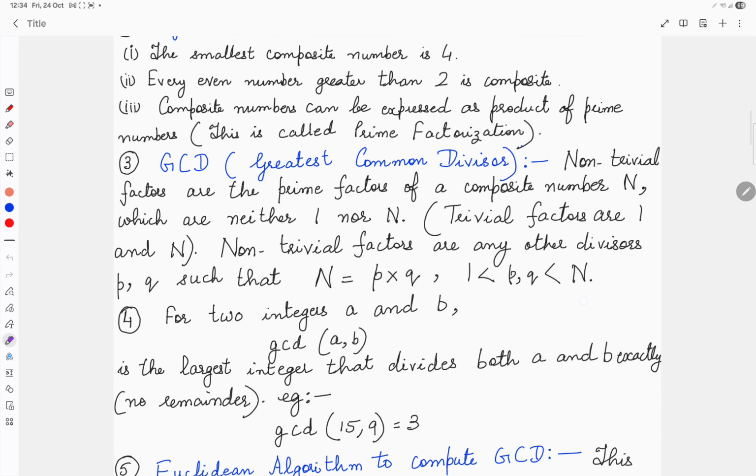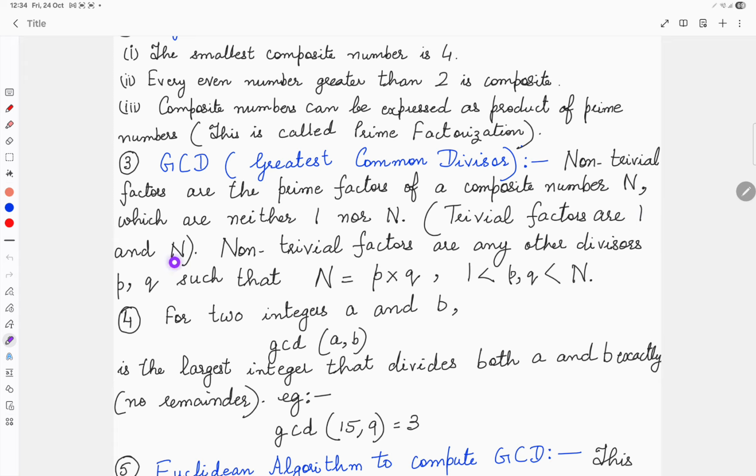Now let us also look into the details of the greatest common divisor. Although this is a school level concept, let me introduce every concept so that things become clear if anybody needs to brush up. So GCD is known as greatest common divisor. Now there can be two types of factors: one is non-trivial factors and the other is trivial factors. Now what are trivial factors?